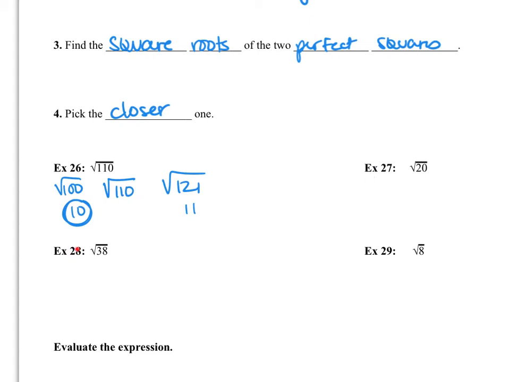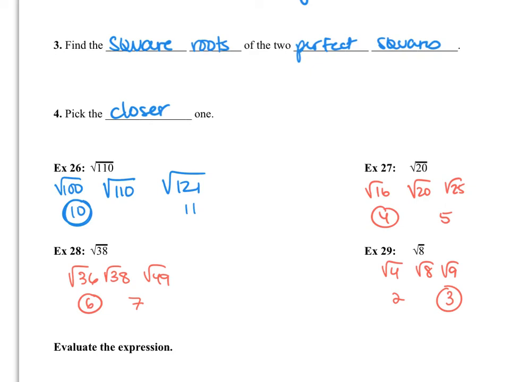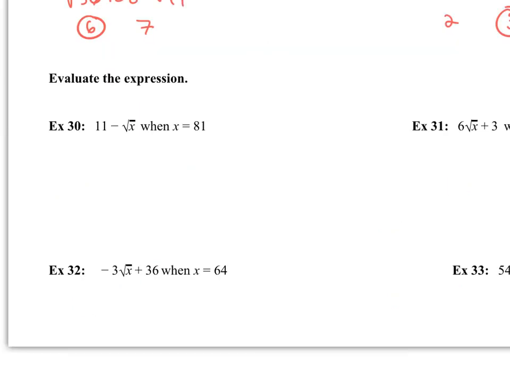Try examples 27, 28, and 29. Pause the video to do your work. Press play when you're ready to check your answer. So the square root of 20 would lie somewhere between 4 and 5, but it would be closer to 4. The square root of 40 would lie between 6 and 7, but closer to 6. And the square root of 8 would be between 2 and 3, but closer to 3.